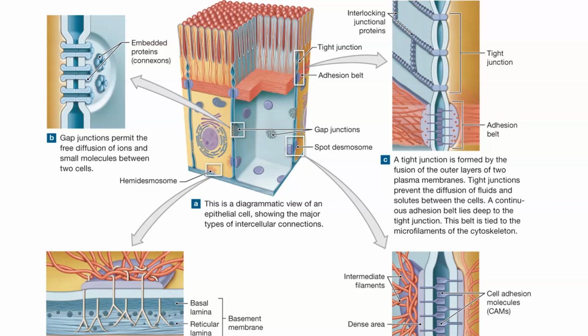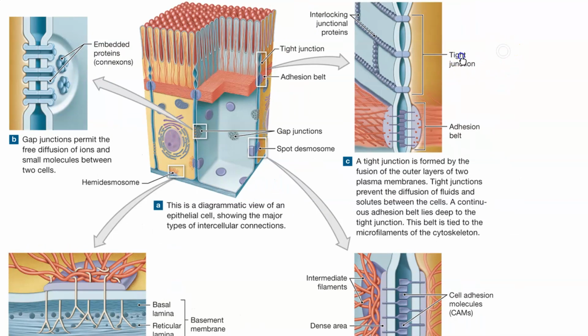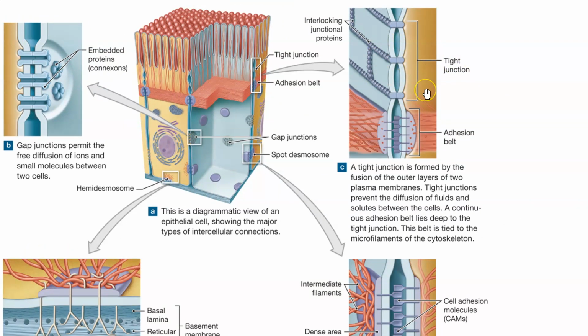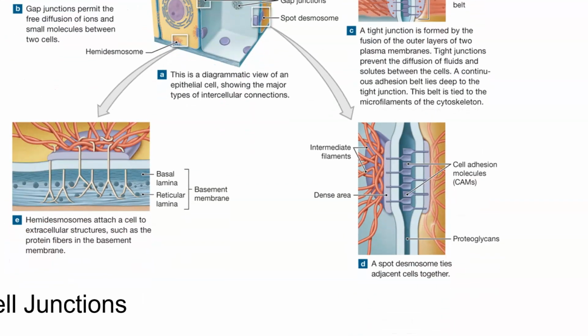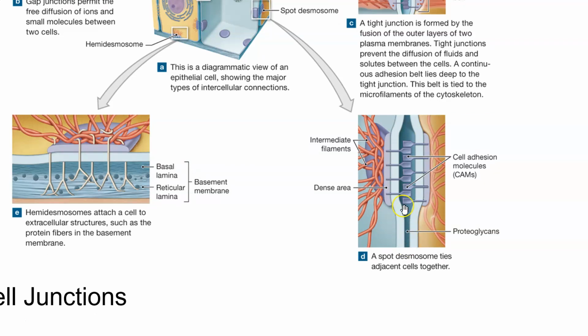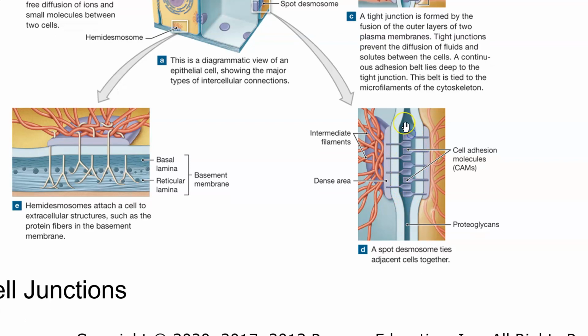And you can find tight junctions. These are tight junctions, which you can find in tissues such as the tissue that lines the urinary bladder. And then a spot desmosome contains cell adhesion molecules or CAMs. To me, they look like oars that you use with a canoe to row a boat. Those are cell adhesion molecules, and then the proteoglycans is the material that surrounds the cell adhesion molecules and helps them to bind more tightly to each other.